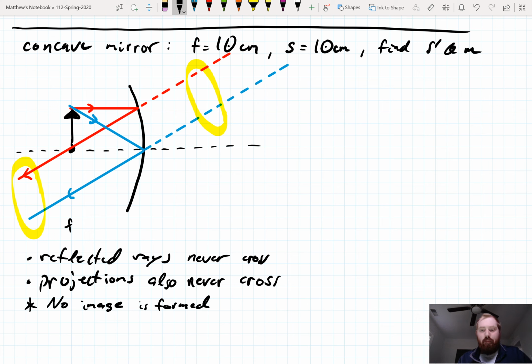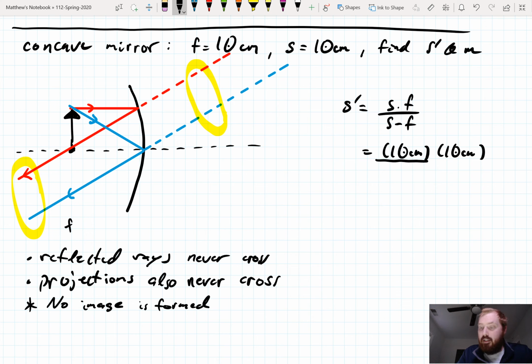Let's do the math. Do the math to check ourselves. All right. S prime is S times F over S minus F. So we said 10 centimeters times 10 centimeters, over 10 centimeters minus 10 centimeters.